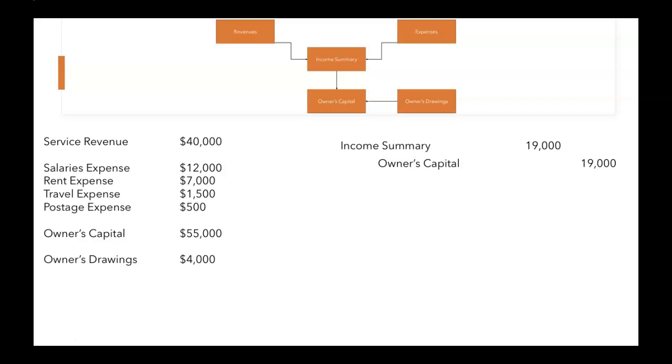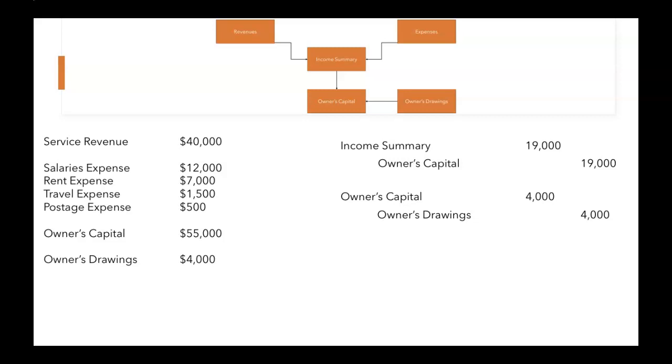Now step number 4 is to close your Owner's Drawings. We see over on the left that Owner's Drawings has a balance of $4,000. And the Drawings account has a debit balance. So to close an account that has a debit balance, we need to credit that account. So we'll credit Owner's Drawings for $4,000. And we close our Owner's Drawings to our Owner's Capital.